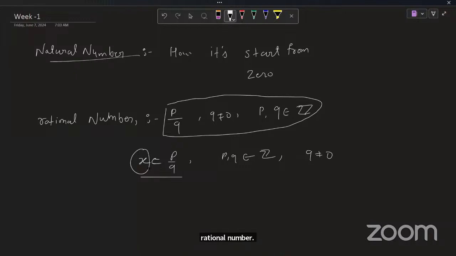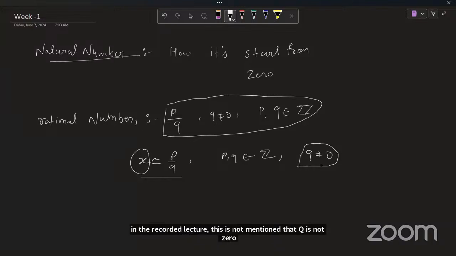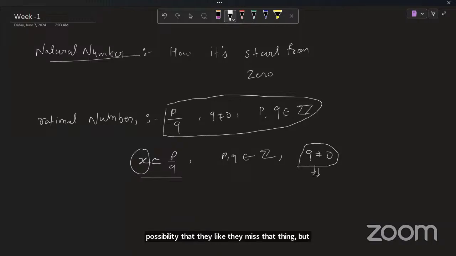The concern is that in the recorded lecture, it is not mentioned that q is not 0. Okay, it's okay. Just remember this thing. There is a possibility that they missed that. But q is not equal to 0, because otherwise this fraction will not be defined in any case.